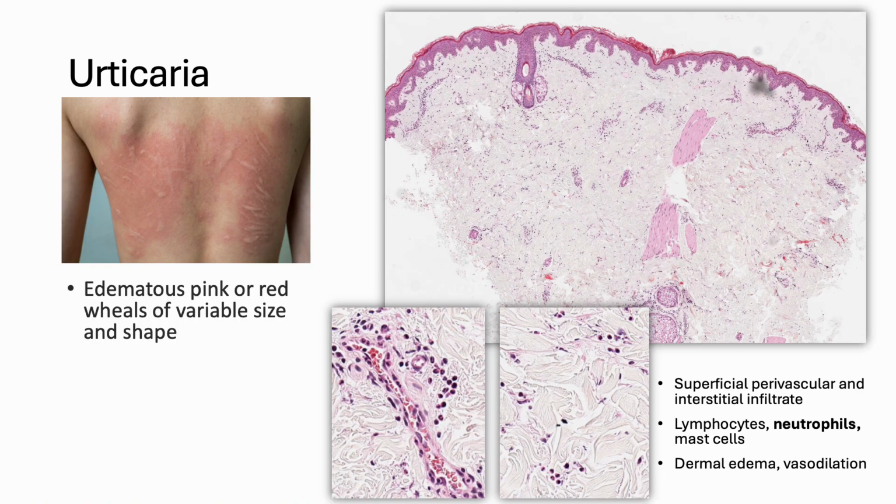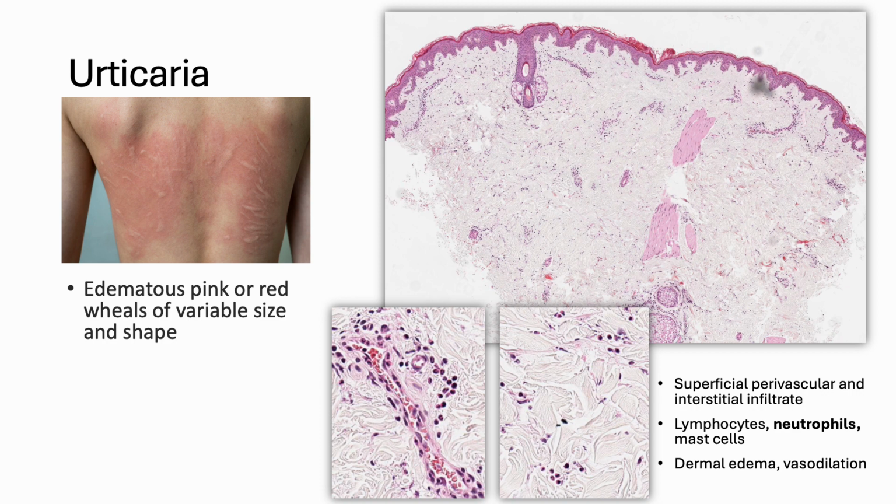Another disorder also listed in the superficial perivascular dermatitis is urticaria. It usually presents as hives, and the classic urticaria should not last more than 24 hours. If it lasts more than 24 hours, think something else. And they are erythematous pink or red wheals of variable size and shape. Sometimes scratching or some pressure can cause this change, which is urticaria.